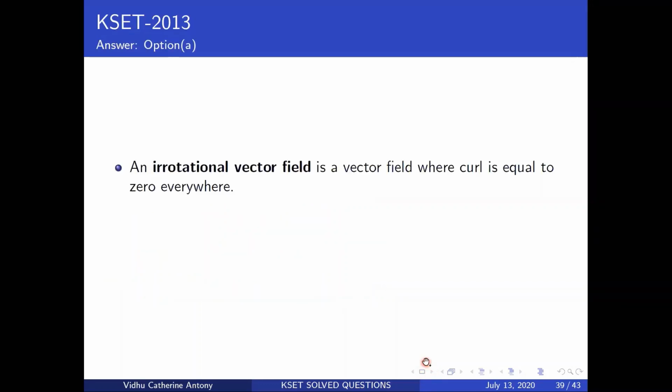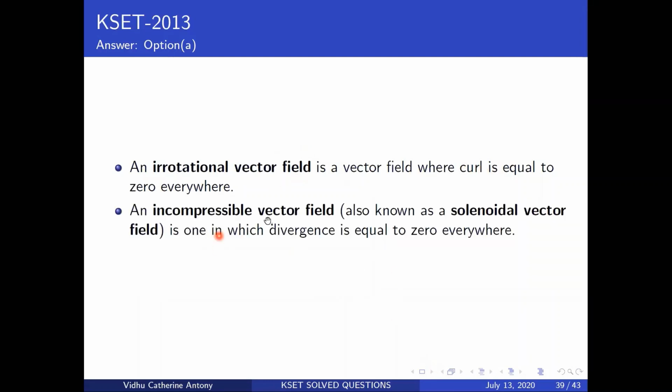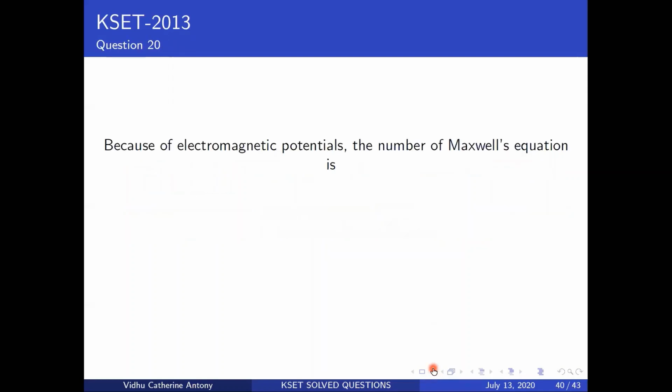I'll just talk about irrotational vector fields too. What do you mean by an irrotational vector field? One where your curl is equal to 0 everywhere. So the vector field is irrotational. Now your solenoidal vector field can also be called your incompressible vector field, where your divergence is equal to 0 everywhere. Okay, this is the last question that we have for today.